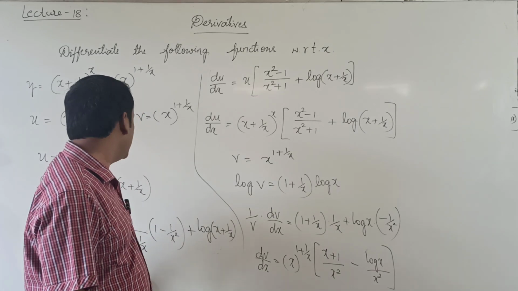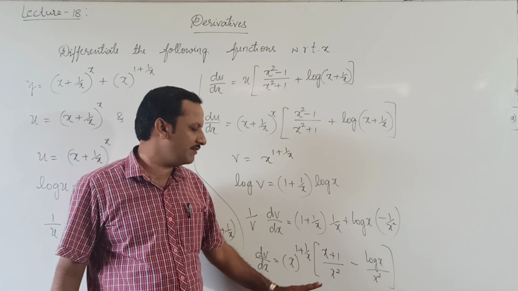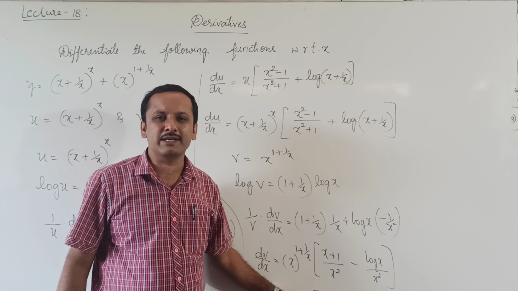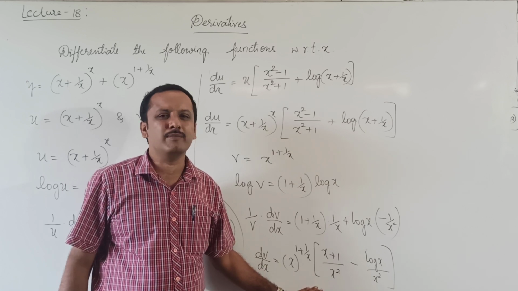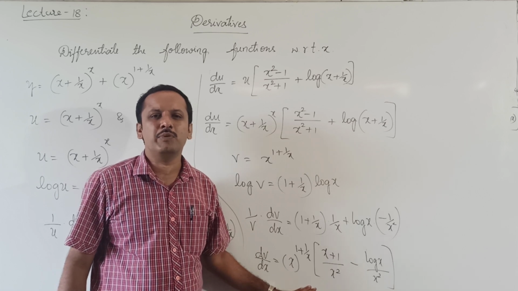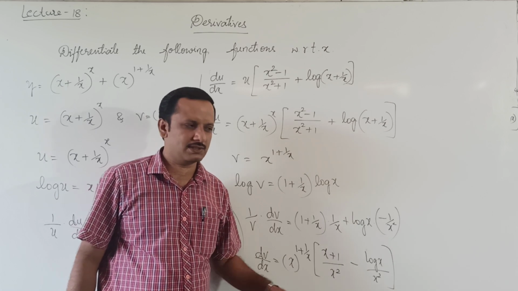We have du by dx as well as dv by dx. In the last, take the sum of these two. dy by dx is obtained by du by dx plus dv by dx.